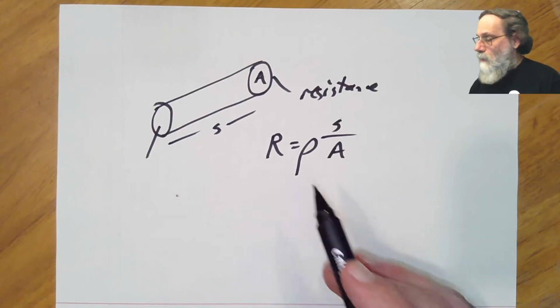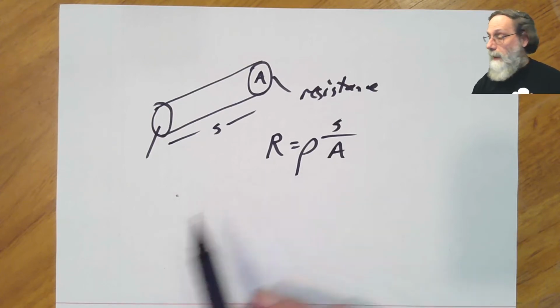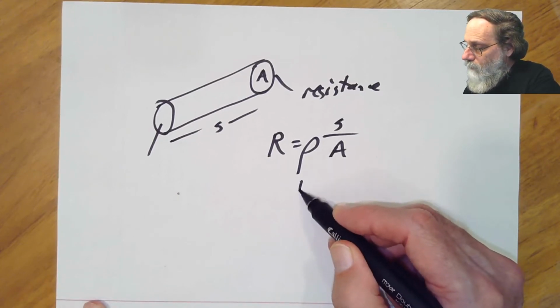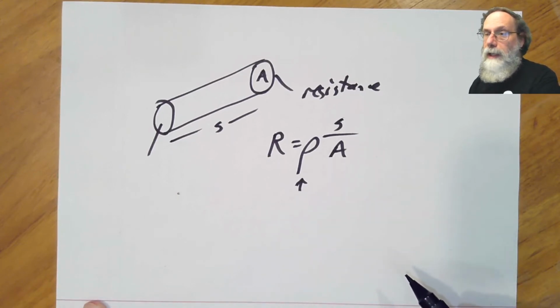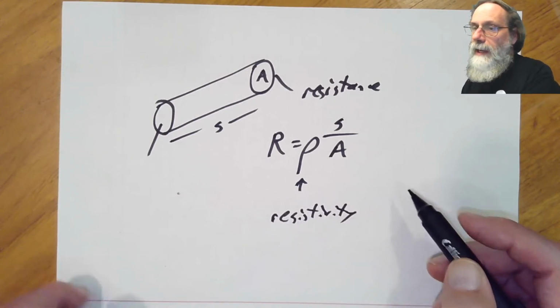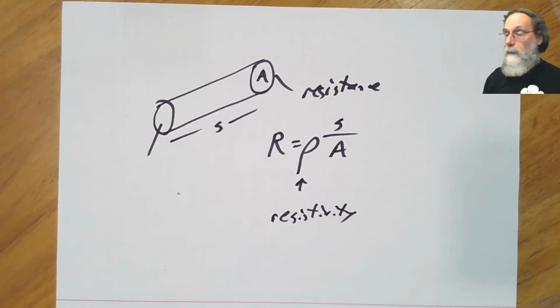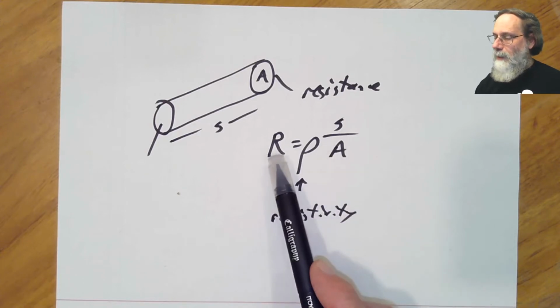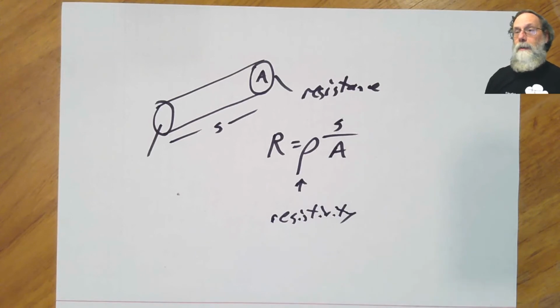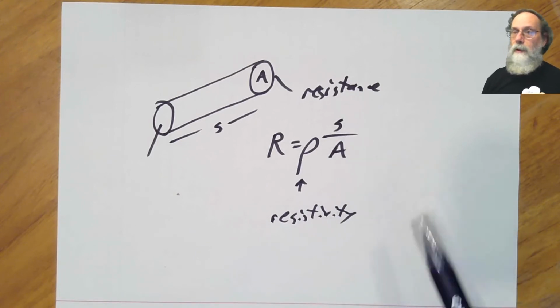This resistance will change depending on exactly what the geometry is, but this property, which I've written here as a rho, is resistivity, and it is a property of the material that we're making this cylinder out of. So if this is a salt solution, the resistivity of the salt solution can be determined by measuring the resistance and then correcting for the geometry.